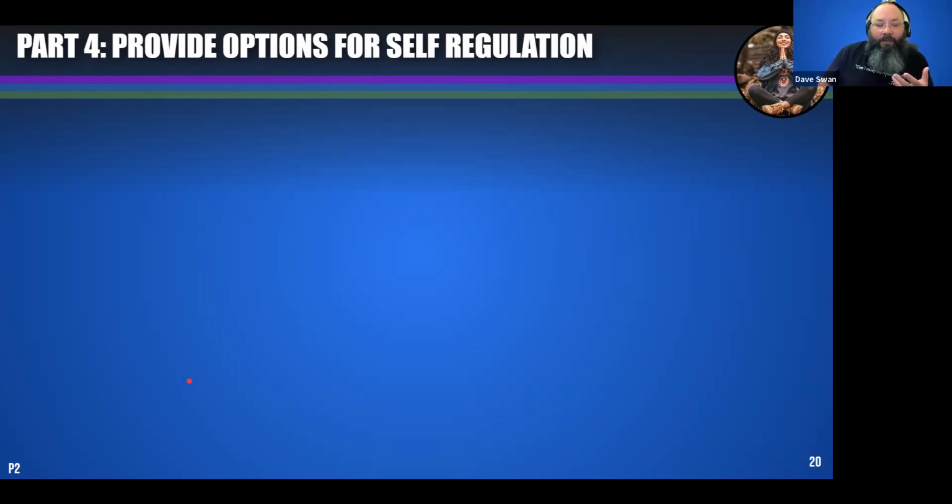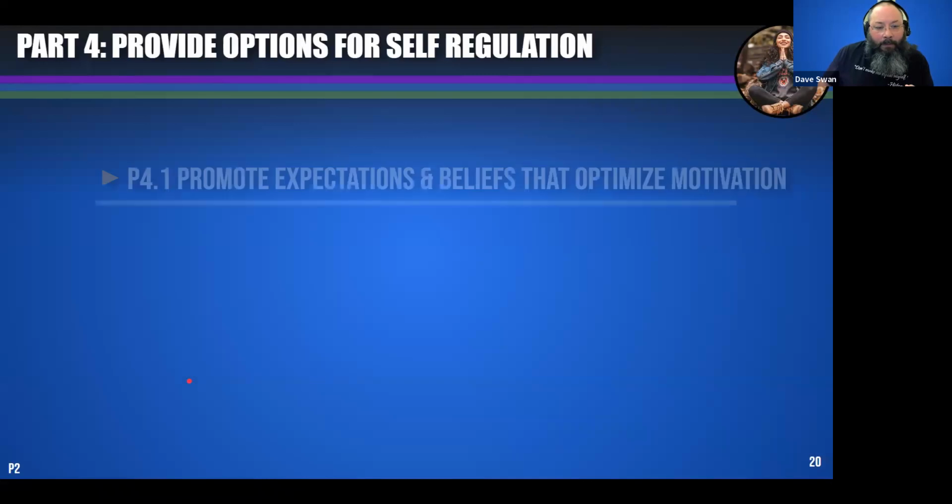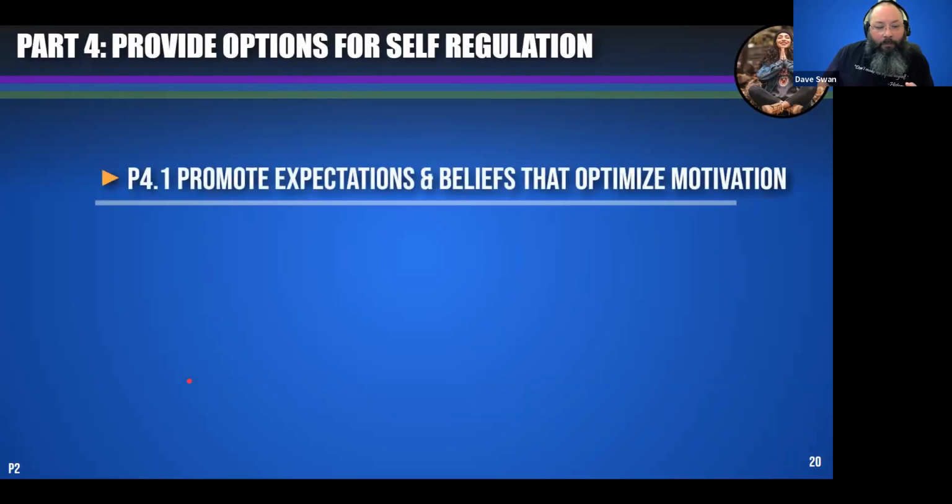So with part 4 in this presentation, provide options for self-regulation, let's dig into that and try to think about what that means for us as professors and instructors. We have several parts here. Under this, we want to promote expectations and beliefs that optimize motivation.